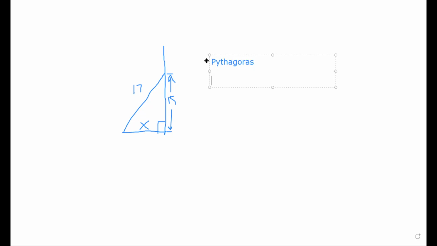Pythagoras. And what is the Pythagorean theory? A squared plus B squared equals C squared. Right. If you don't know the Pythagorean theory, you cannot do geometry. I'm just telling you that right now. It's one of the most basic functions of geometry. It's been around for 3,000 years.